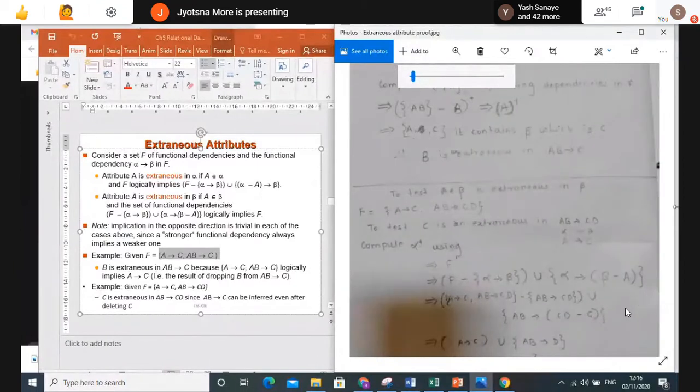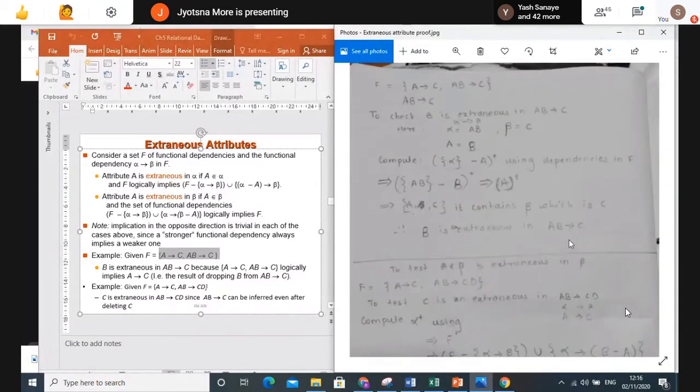Now here you can see I have taken the same example for your understanding. A determines C, which is present over here, and AB determines C. So I'm saying B is an extraneous attribute, so I have to check for B. As per this formula, I need to go to the next slide.